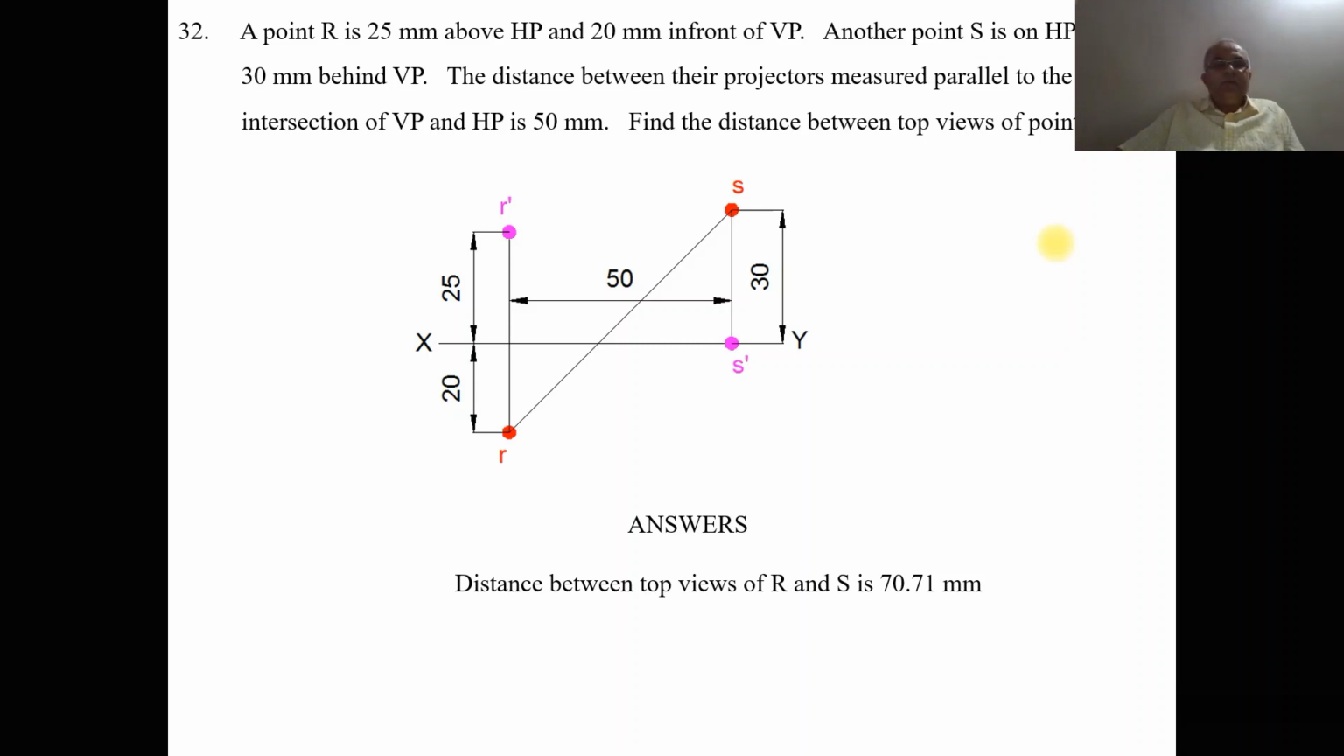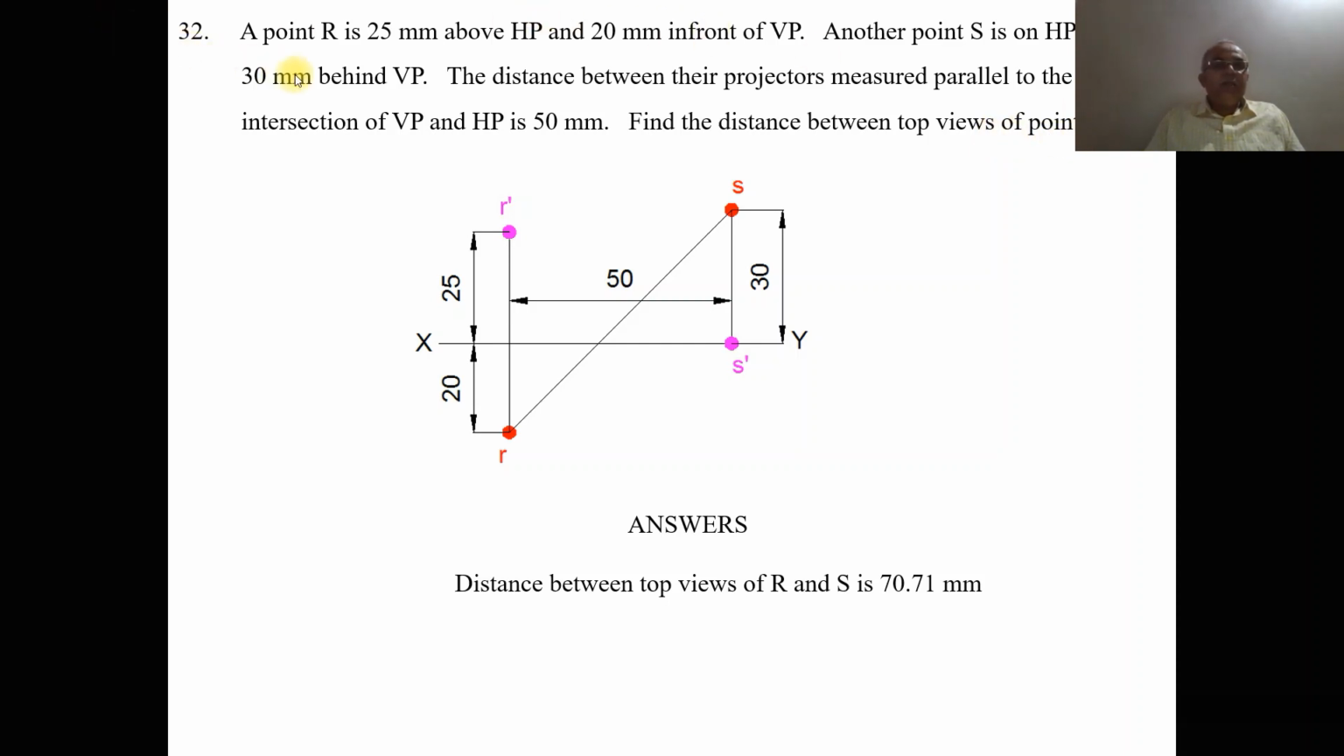Now, in this video, we will discuss one more problem: how to solve the projections of points by using the concept and also by using AutoCAD software. A point capital R is 25 mm above HP and 20 mm in front of VP. Another point capital S is on HP and 30 mm behind VP. The distance between the projectors measured parallel to the line of intersection of HP and VP is 50 mm. Find the distance between top view of point capital R and capital S.